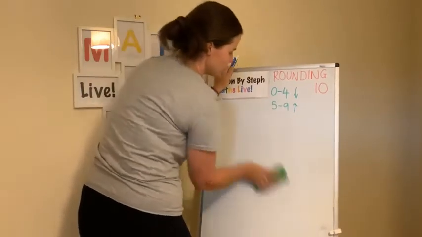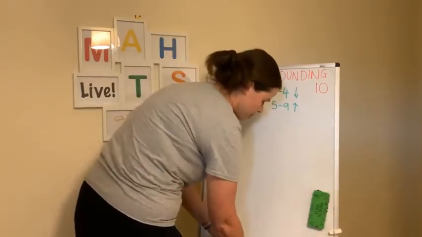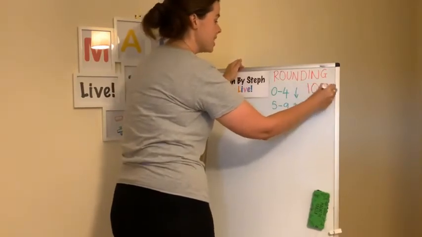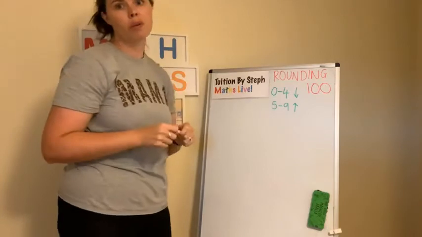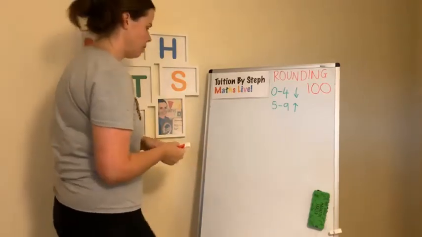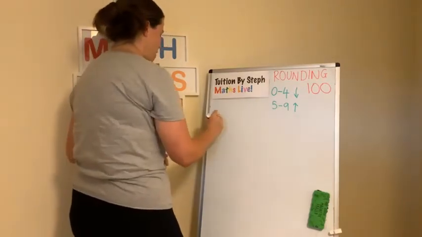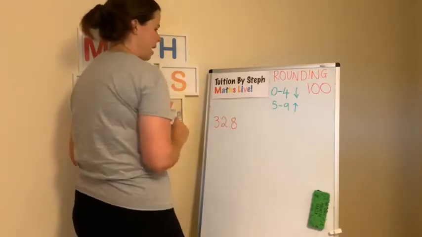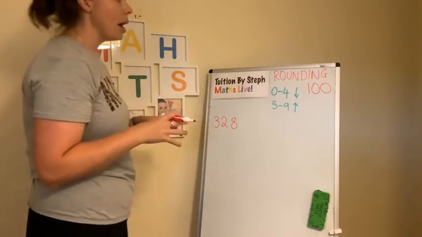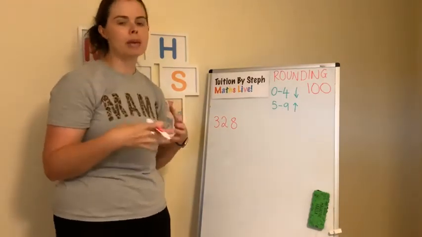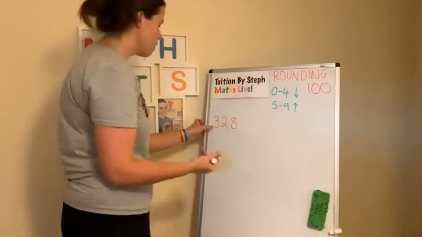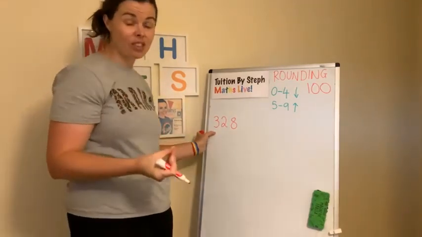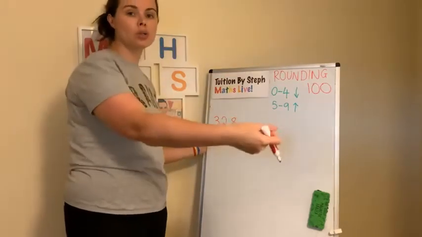Now we're going to have a go at rounding to 100. And it's the same thing, except we've budged along the place value. So we might have 328. And now our answer is going to be a multiple of 100. Currently, we are in the 300s. So we're either going to stay in the 300s in our answer or go to the next 100.